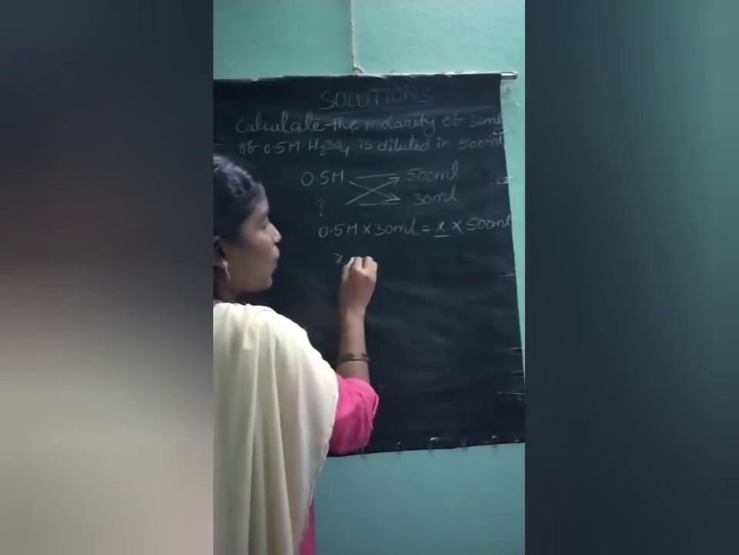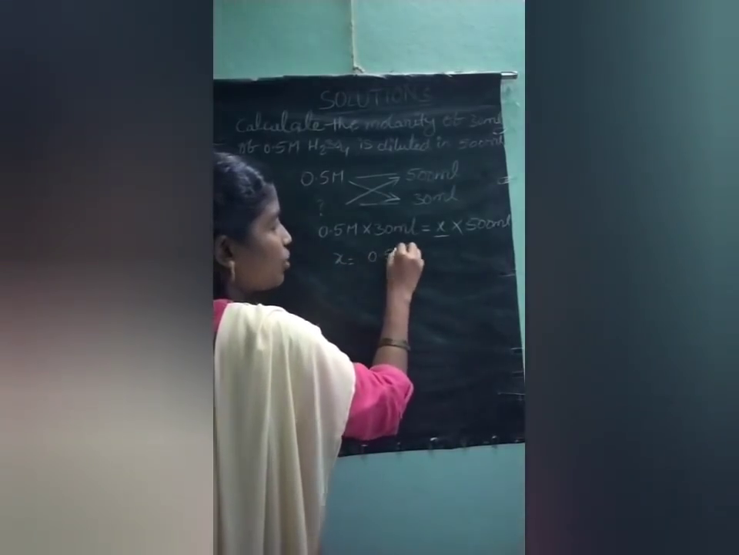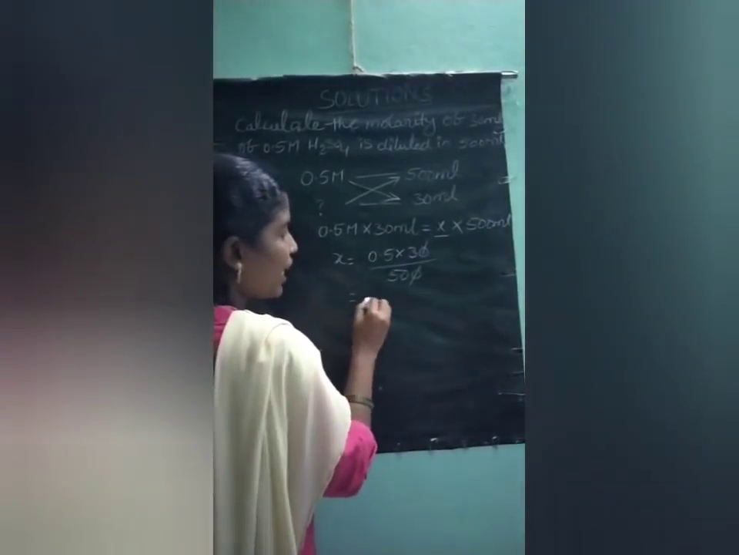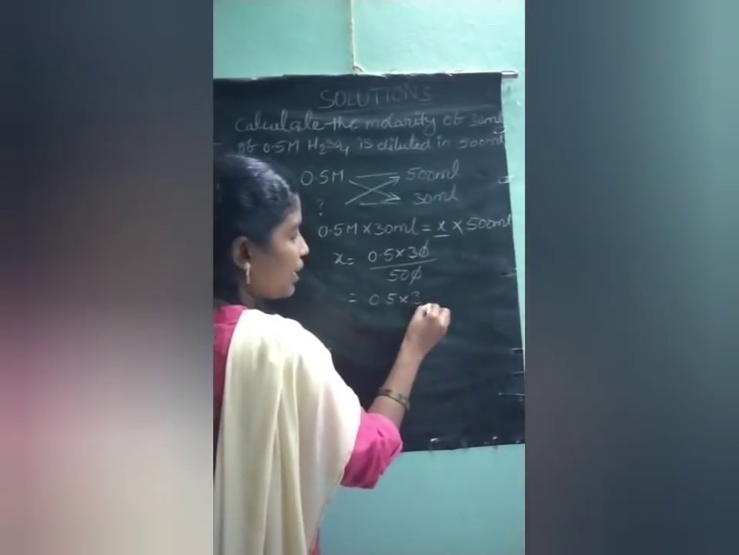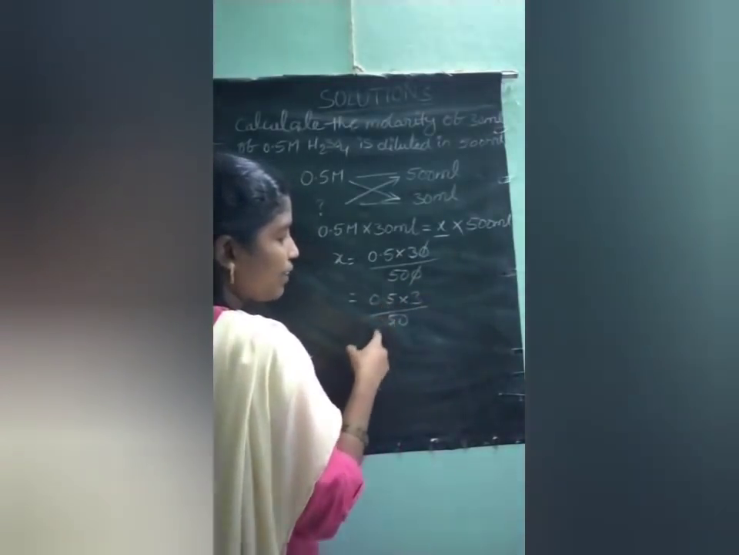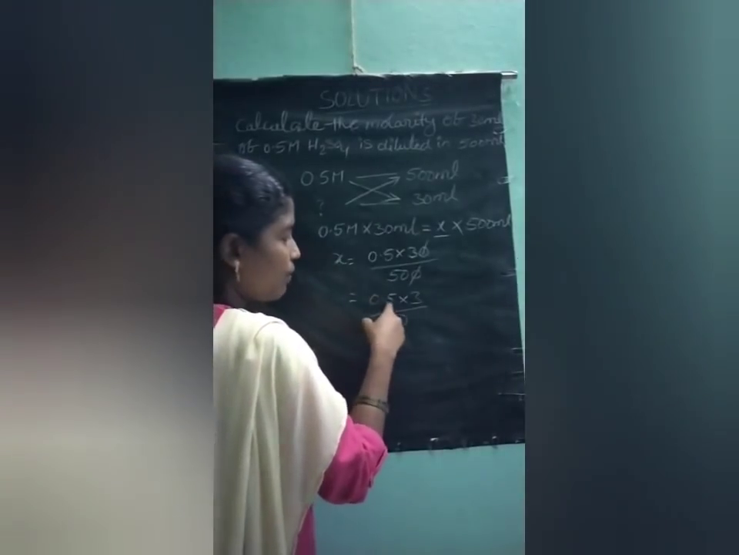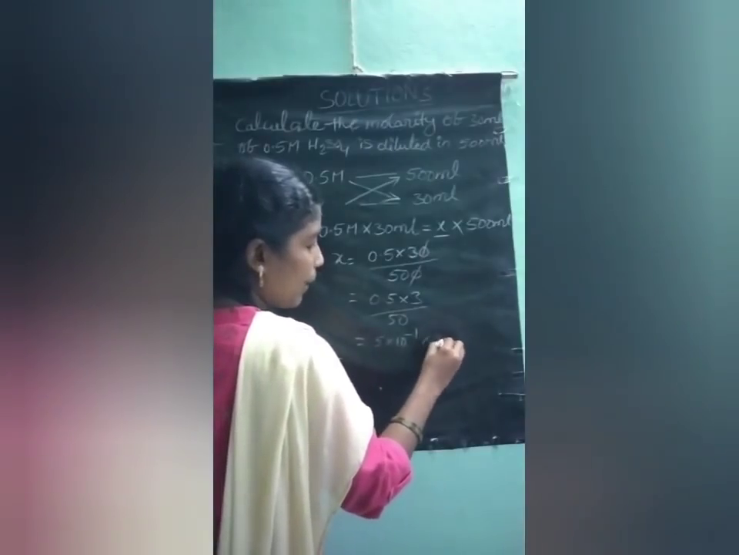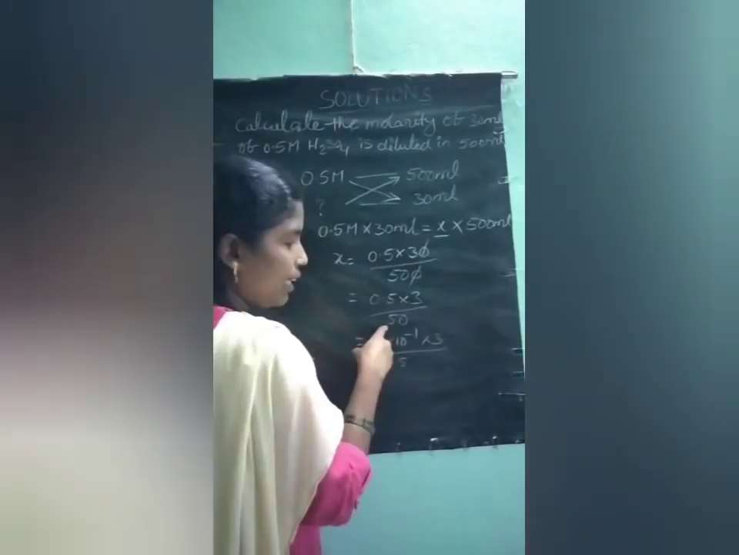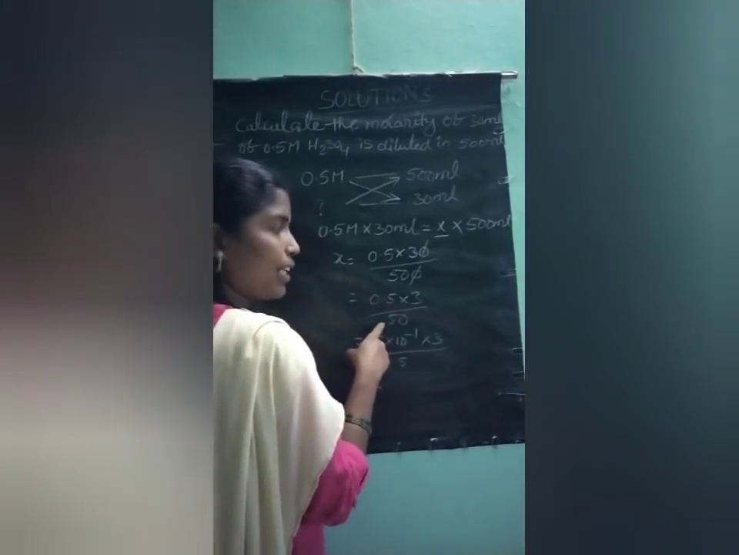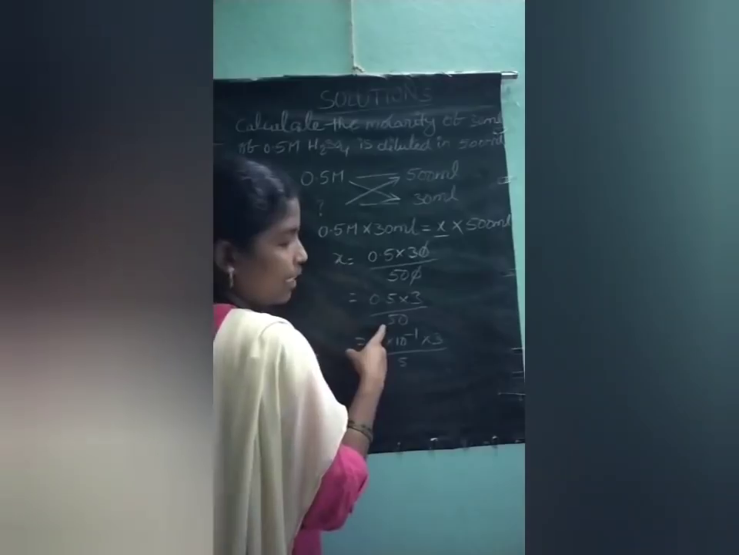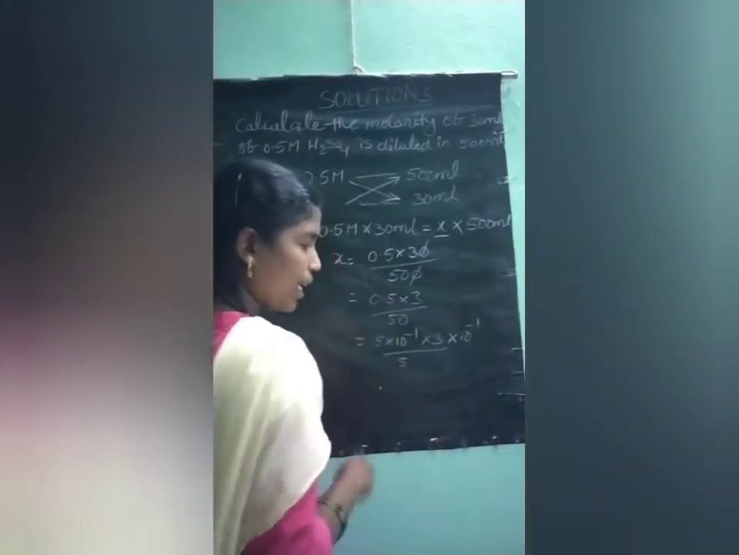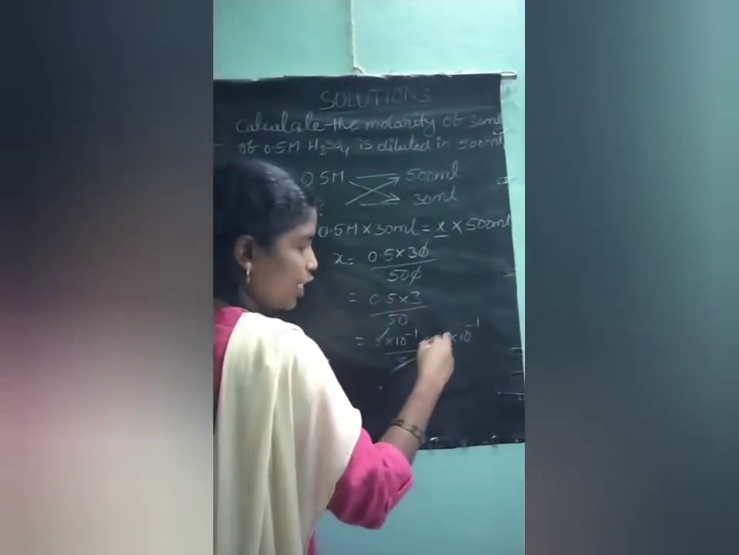So X is equal to 0.5 into 30 by 500. Zero cancels, so we get 0.5 into 3 by 50. Writing 0.5 as 5 into 10 power minus 1, and 3 by 5 into 10. The 10 in the denominator goes to the numerator and changes to 10 power minus 1. 5 cancels, and we get 3 into 10 power minus 1.